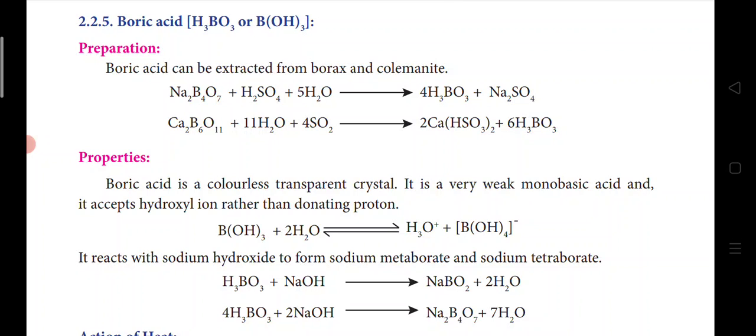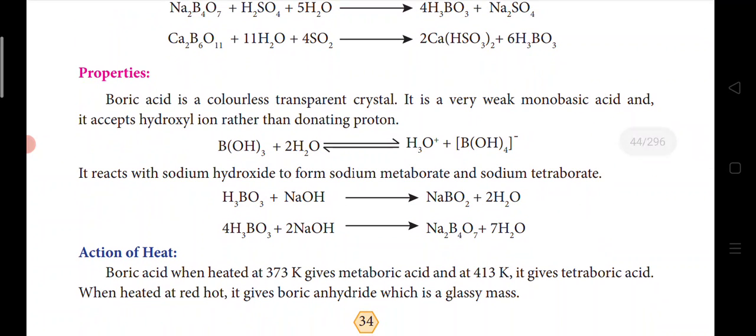So boric acid, H3BO3 or B(OH)3, is boric acid. This boric acid can be extracted from borax and colemanite. Na2B4O7 reacts with sulfuric acid to give boric acid. In the same way, colemanite, Ca2B6O11, is colemanite, and from there also we can extract boric acid. The properties: they are colorless, transparent crystals. It is a very weak monobasic acid and it accepts hydroxyl ion rather than donating a proton.